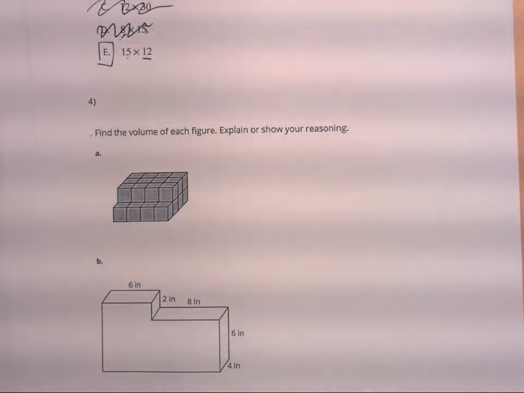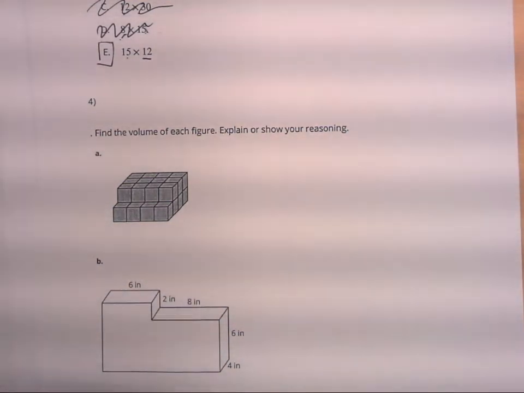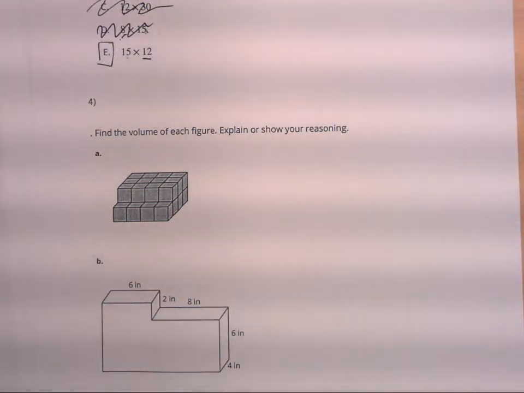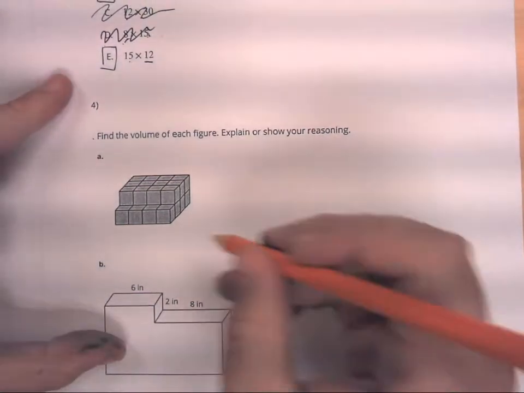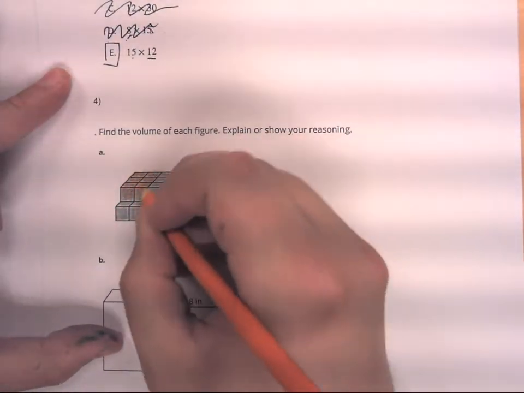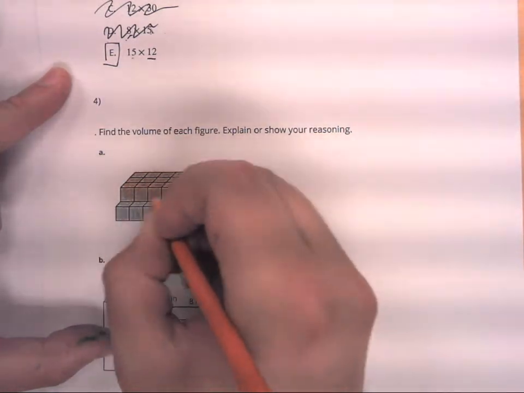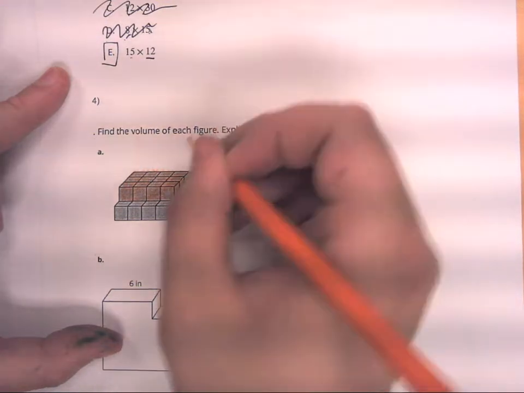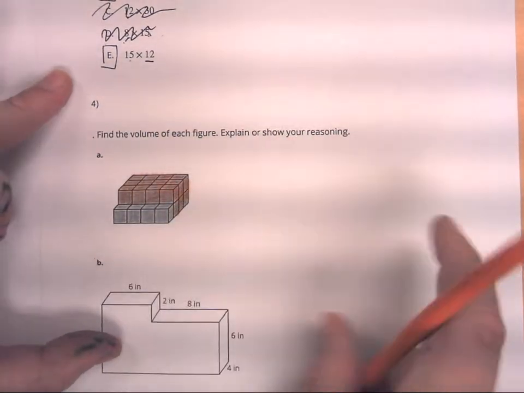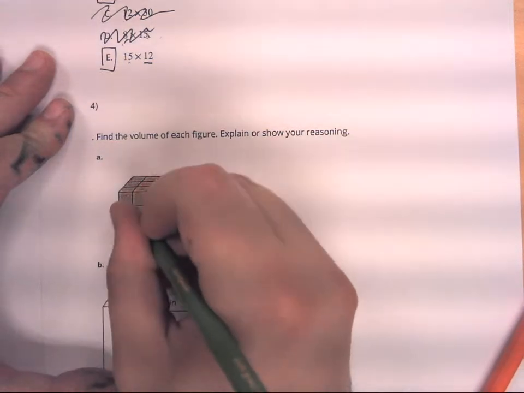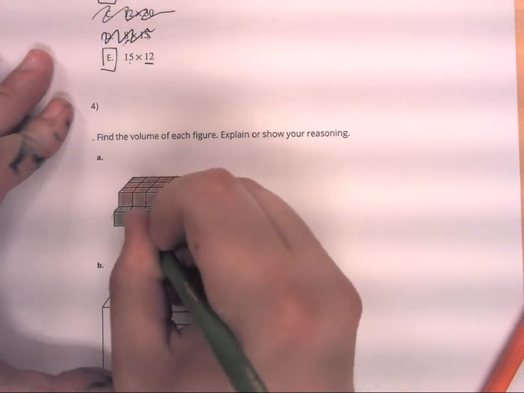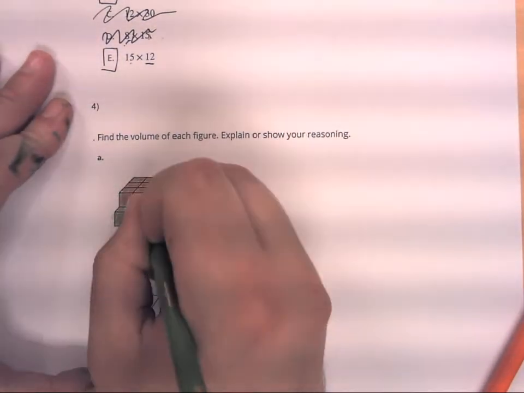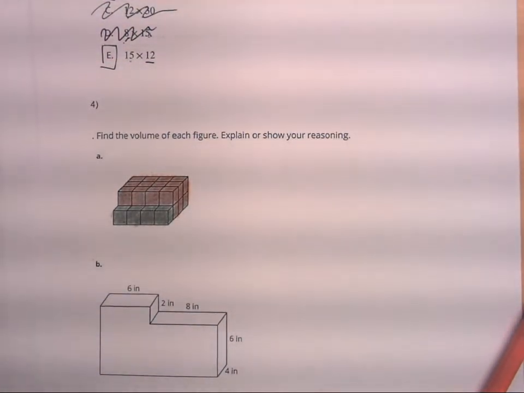This problem is labeled 4, but it actually contains 2 different figures. So the first figure appears to be made of unit cubes, and the way that I'm seeing this is that there is a larger prism behind a smaller prism. Now again, this isn't the only way students could interpret this problem and still get the correct answer. But this is just an example of how I'm visualizing the problem.